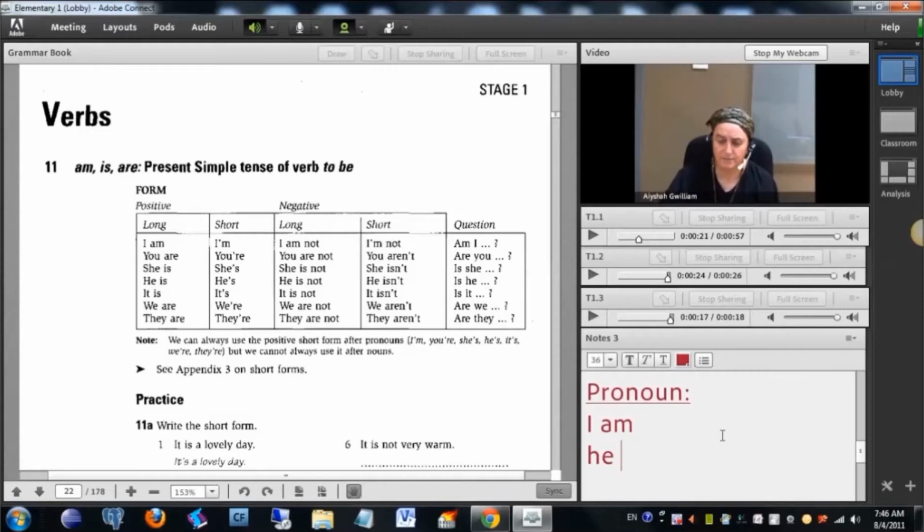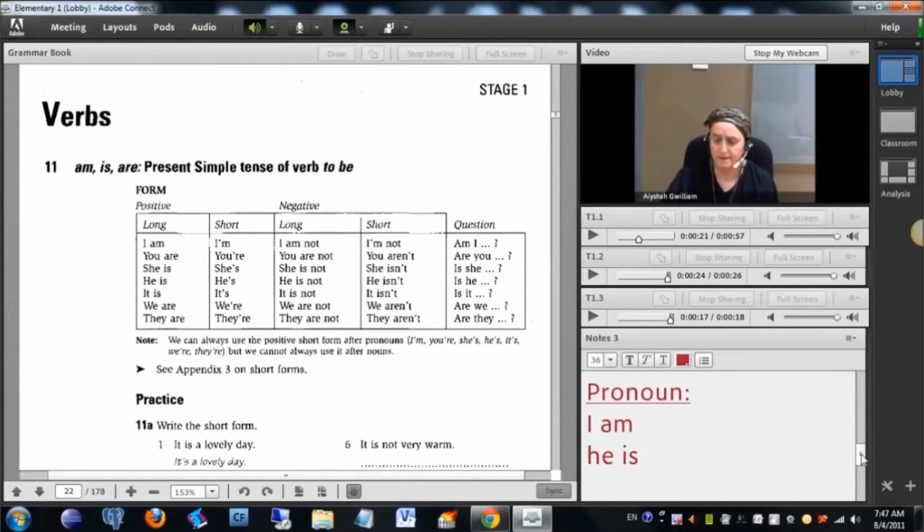The verb to be for he is. For she, the verb to be is. For it, the verb to be is. For you, the verb to be is are. We, it is are. They, it is are. Let me just check that I have everything. Yes, these are the verbs to be. Okay, and they go together always with a pronoun.